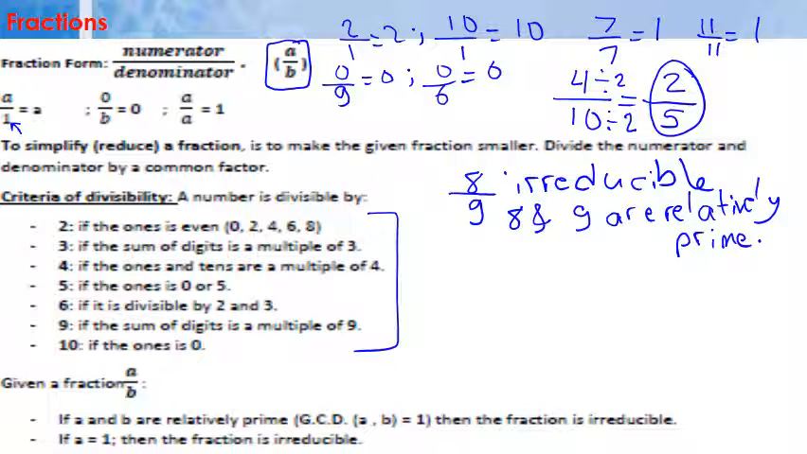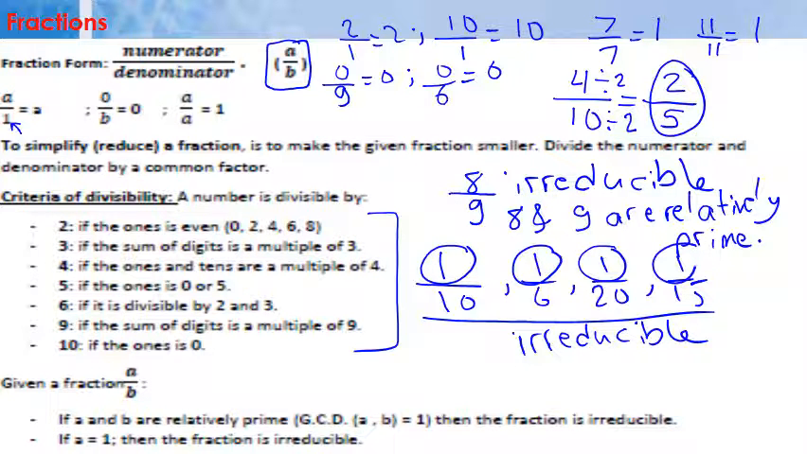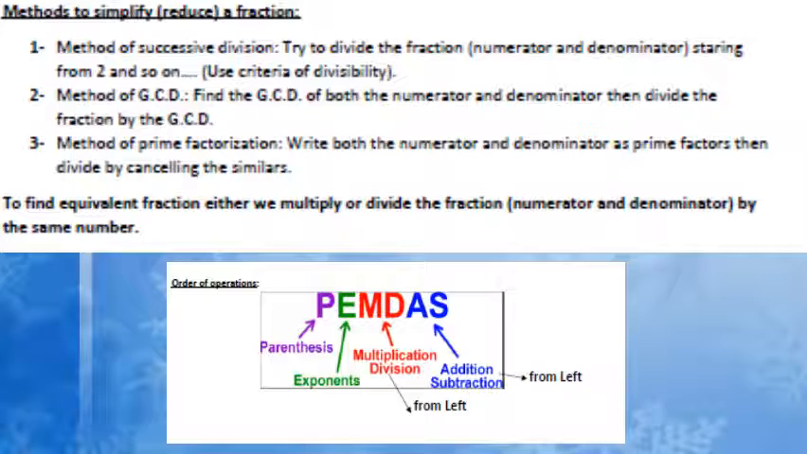The second case of irreducible fractions is when we have a fraction of numerator 1. Suppose we have 1 over 10, 1 over 6, 1 over 20, 1 over 15. All these fractions are irreducible fractions. Why? Because their numerator is 1. And we can see that these two cases are cases of irreducible fractions.